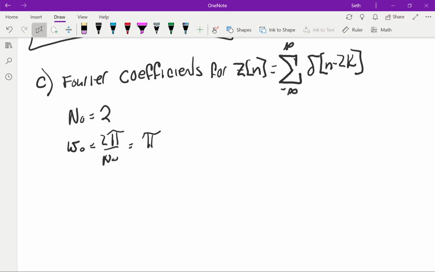Okay, so part C of number 8 is asking us to find the Fourier series coefficients of the periodic signal x[n], and x[n] is a summation of shifted delta functions. So N naught is given to us as 2, and from there we can find the angular frequency omega naught as just equal to pi.